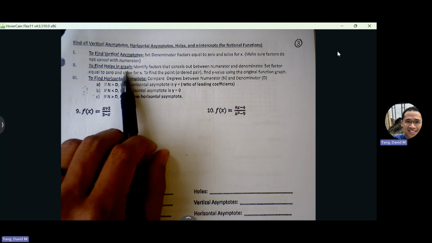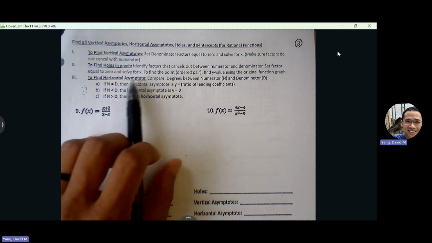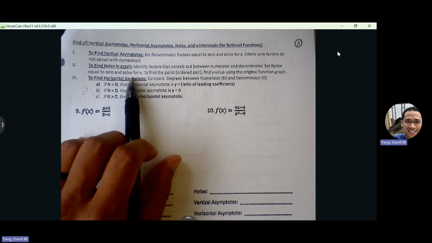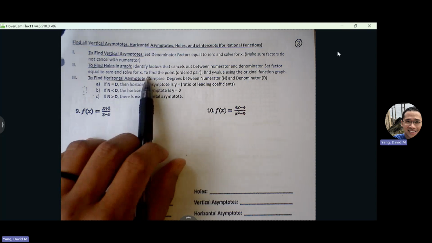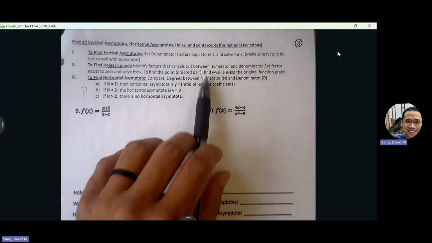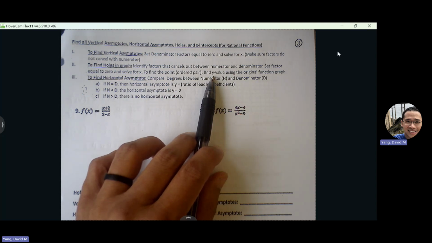So to find holes in the graph, we identify factors that can match and cancel out between numerator and denominator. Then we set those factors equal to 0 and solve for x. That will give us the x value location of the hole. And if we want to find the y value location of the hole, we can plug that x value into the reduced expression without the hole, and that will get us the y value of that hole.